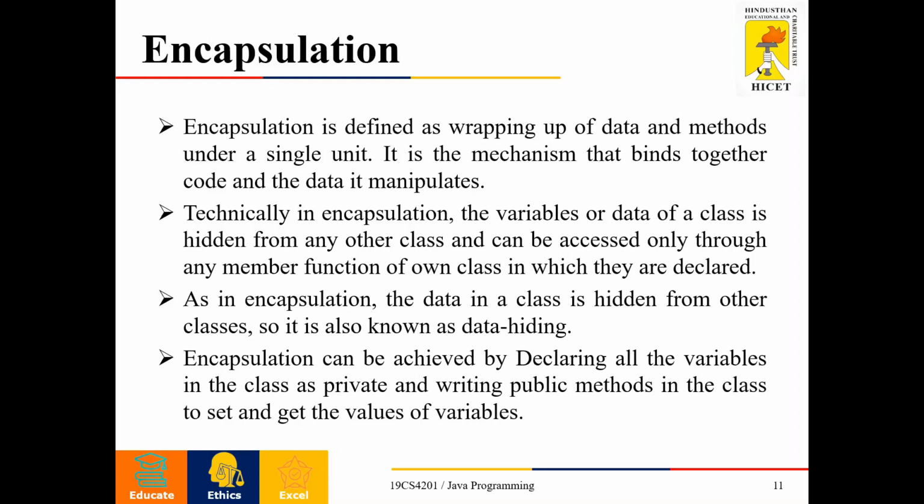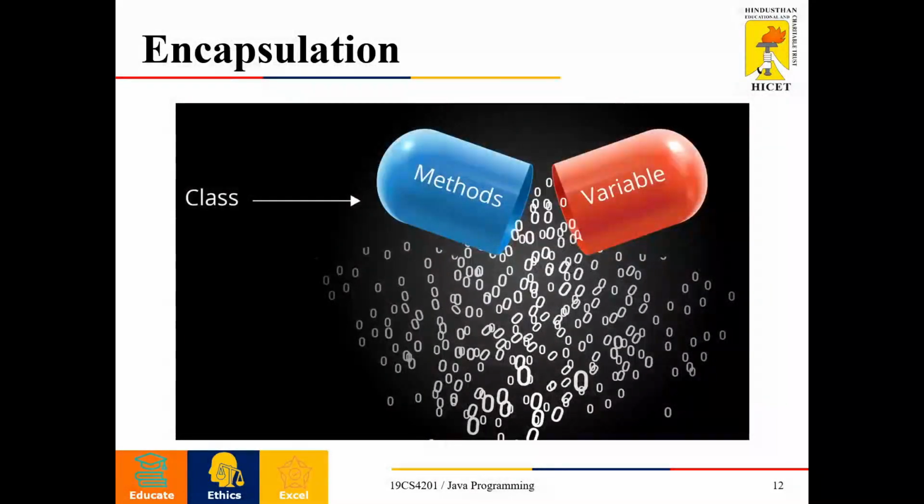So encapsulation can be achieved by declaring all the variables in the class as private and writing public methods to set and get the values of the variables. Encapsulation is usually achieved with the help of a class. A class contains both data members, that is instance variables, and methods. Instance variables will be declared in the private section and methods will be declared in the public section. So the methods will be used to set and get the values of the instance variables.